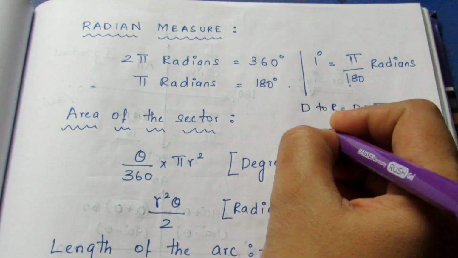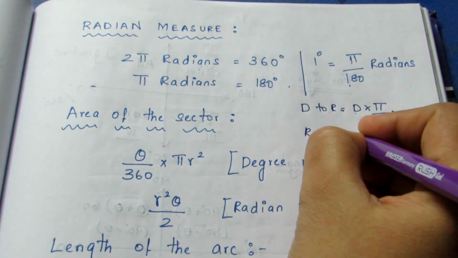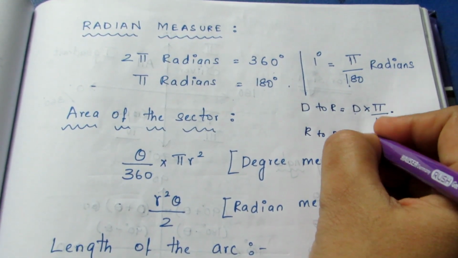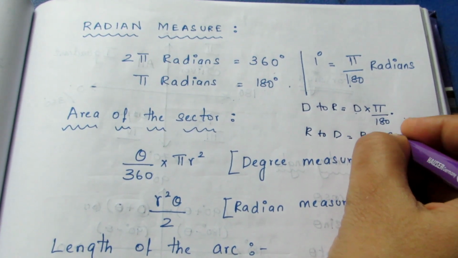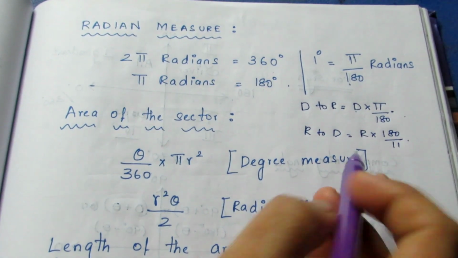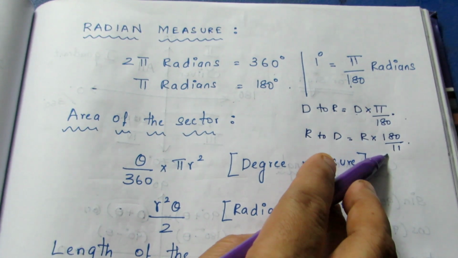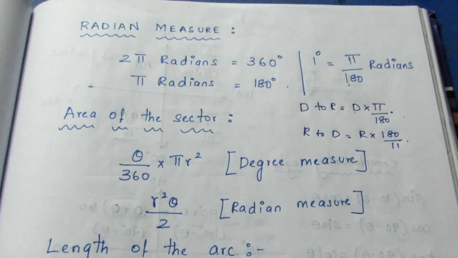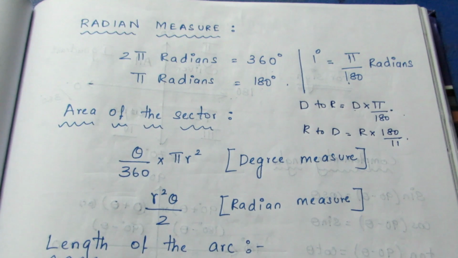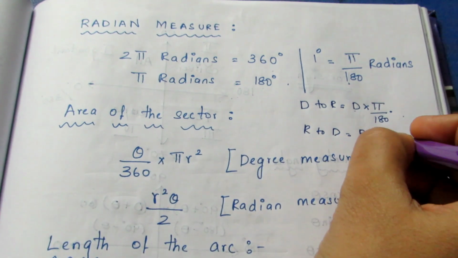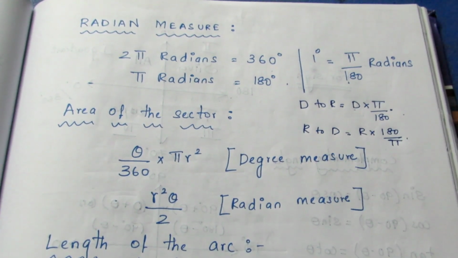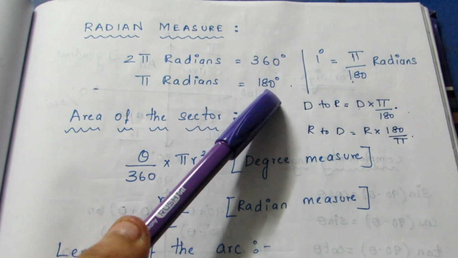For radian to degree, just multiply the radian by 180 by pi. If you multiply radian by 180 by pi, we will get the value in degrees. Remember this and it will be very easy. Degree to radian, multiply the value by pi by 180. Similarly, radian to degree, multiply the value of radian by 180 by pi. So pi radian is equal to 180 degree.